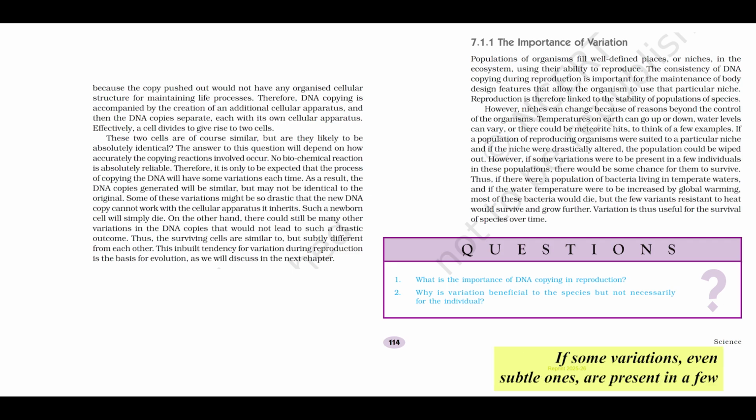If some variations, even subtle ones, are present in a few individuals within these populations, there's a chance for those variants to survive the altered conditions. Let's take a classic example, often cited. Imagine a population of bacteria living happily in temperate waters. Now, if the water temperature were to suddenly increase significantly, perhaps due to global warming, most of these bacteria, adapted to temperate conditions, would unfortunately die.